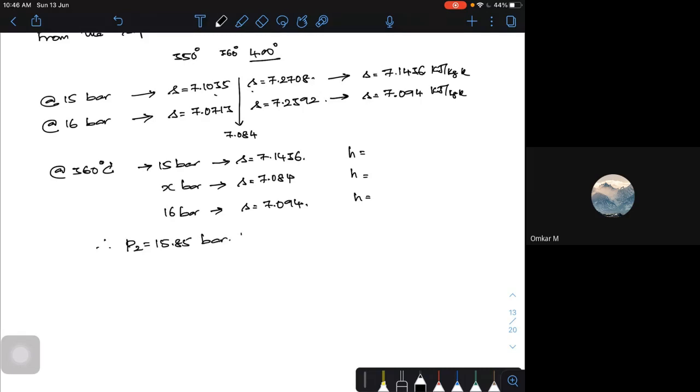And the corresponding enthalpy I am getting is roughly around 3050, 3048 point some change, kilojoules per kg. You have to do this interpolation. You have to get the value of enthalpy at 15 bar, enthalpy at 16 bar, and enthalpy at 15.85 bar. You just have to cross check that. That is how you have to get it.